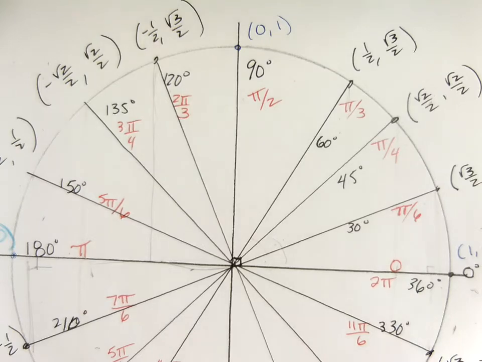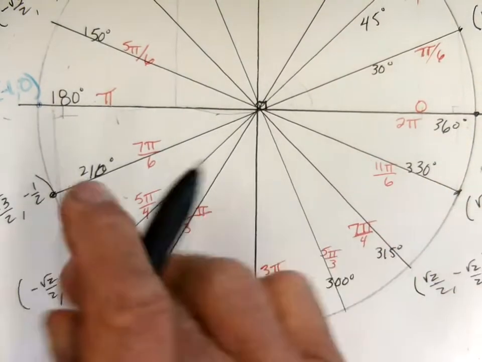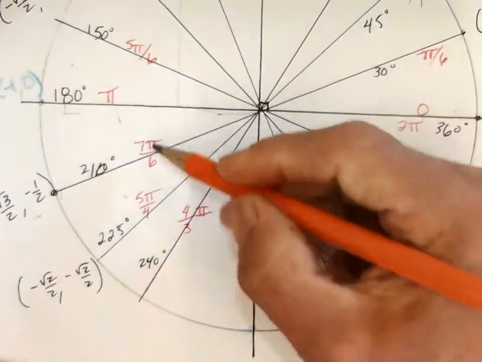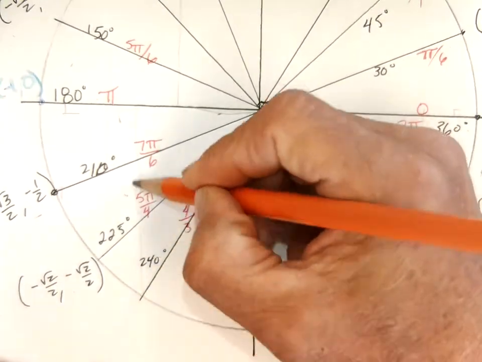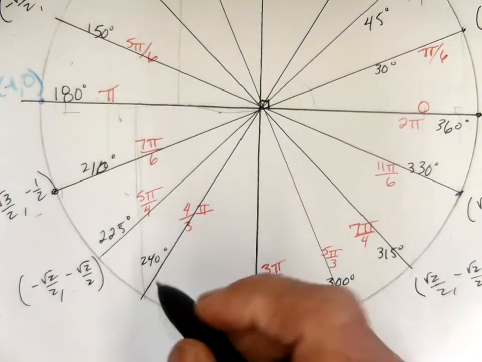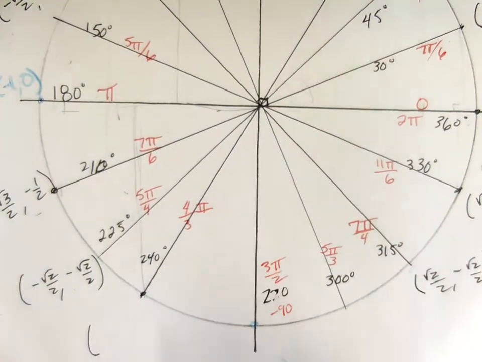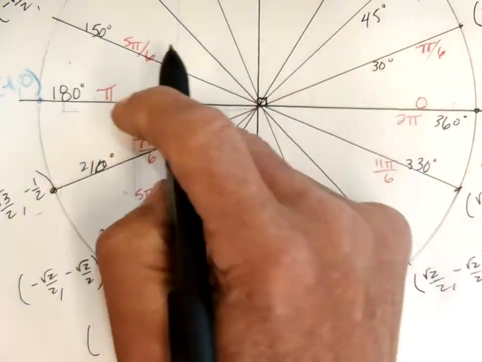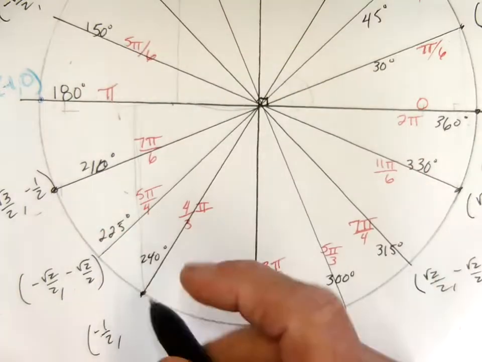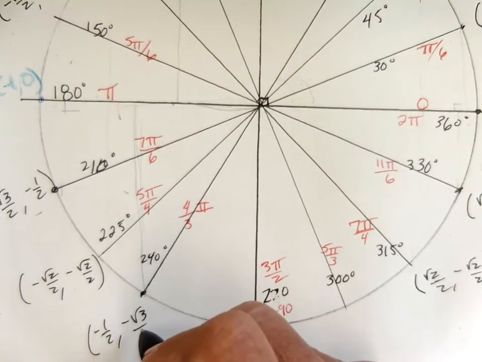And then down here we have another one of these 30-60-90 triangles. It's right down here, right? You guys see that? And then the coordinate is going to be at positive 1/2, and then down the square root of 3 over 2.